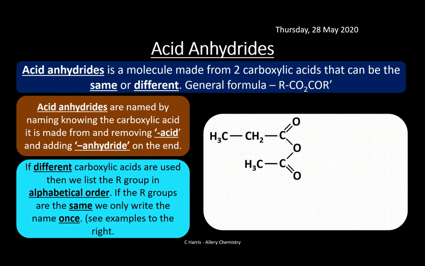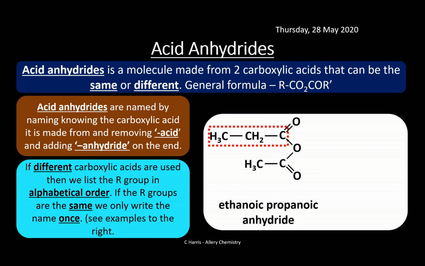So here's one here. Just before I show you what the answer is for this one, it looks like 2 carboxylic acids that have been joined together, but we've got this oxygen link between the 2. You can clearly see that these 2 are made from 2 different carboxylic acids. So we've got an eth one here and a prop one there. So we have to name it in alphabetical order. So this one's going to be ethanoic propanoic anhydride. So it's always alphabetical. Just because the one at the top is first doesn't mean you name it that way. So it's ethanoic propanoic anhydride.